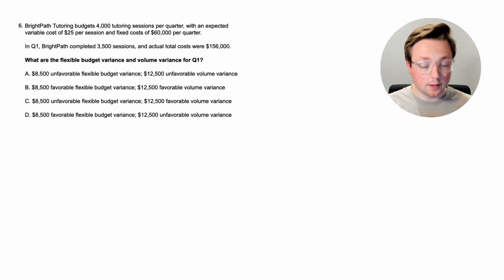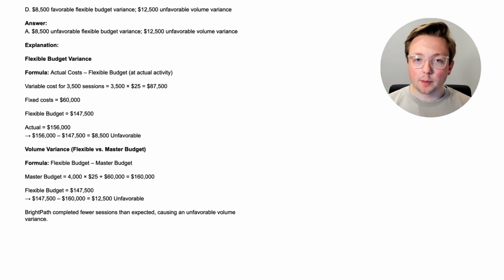So think about this. Think about what we've learned in the other questions. Give it a try, pause the video, and when you're ready, come back. We'll look at the answer together. All right, here we are at the answer. A, 8,500 unfavorable flexible budget variance and a 12,500 unfavorable volume variance.